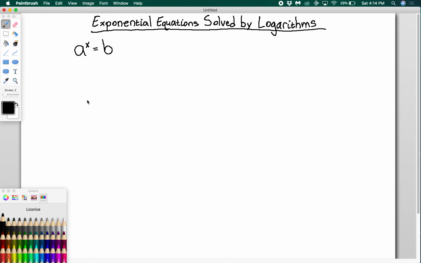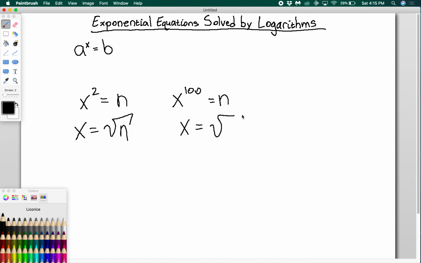If I wanted to solve for x, if I had x squared equals n, I would just square root both sides, and I'd say, okay, x equals the square root of n, right? Because the square root gets rid of the 2. And I have to do whatever I do to one side, I must do to the other. Similarly, if I have x to the 100 equals n, then I can take the 100th root of both sides, and I would get x equals the 100th root of n.